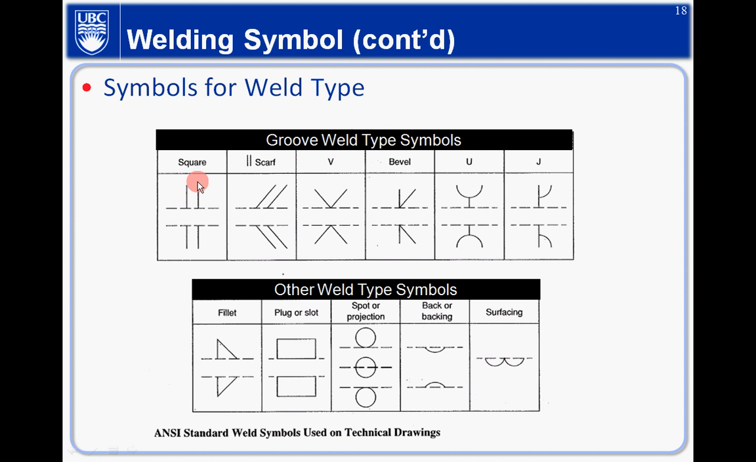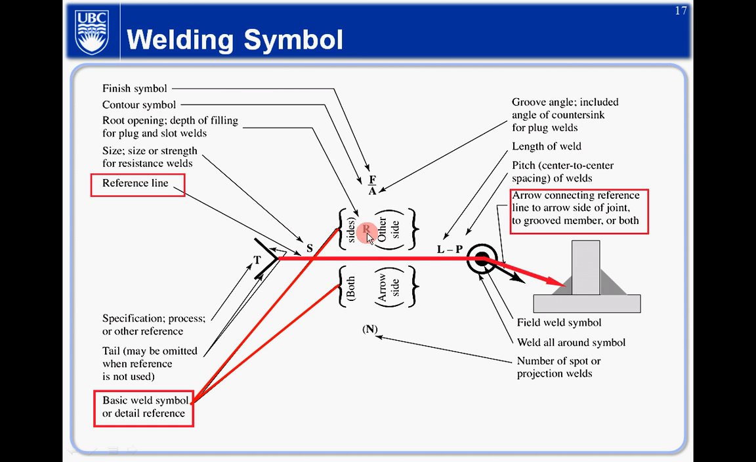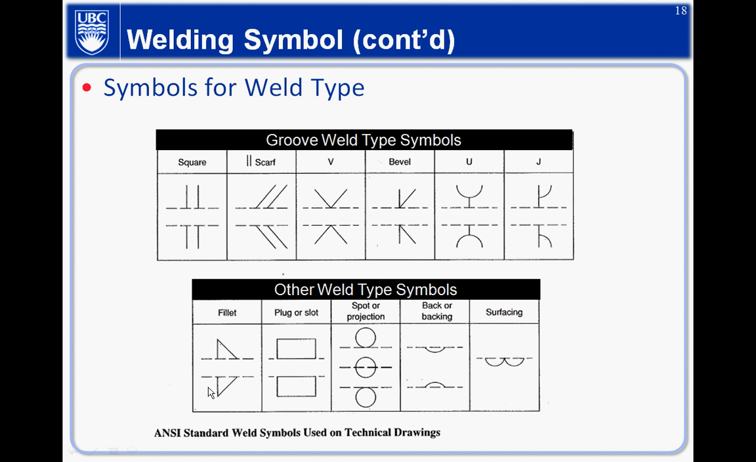For example, you probably will see this or that or this fillet. This is the most common thing at the top or the bottom. Basically, you might see a triangle here and then another triangle at the bottom, right? What that tells you is this is a fillet weld. So those are basically different symbols.